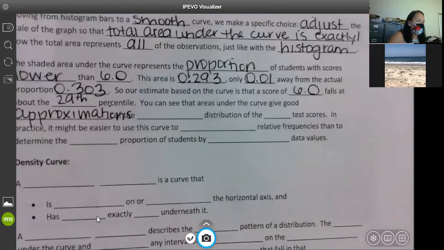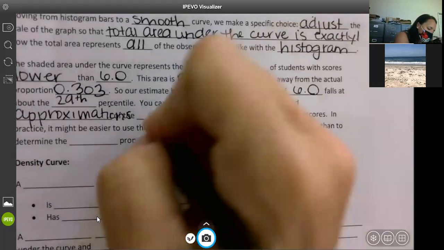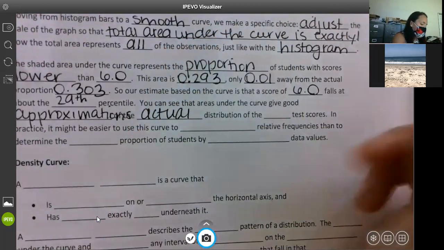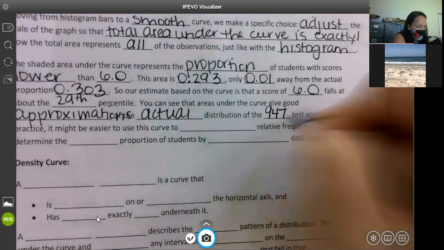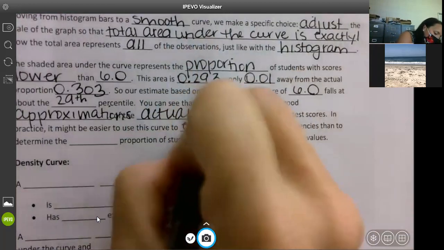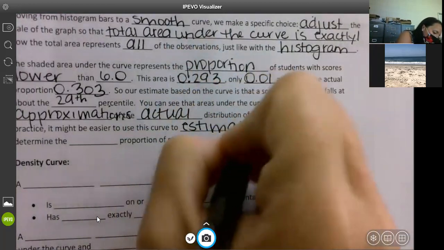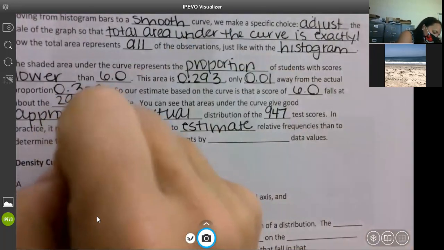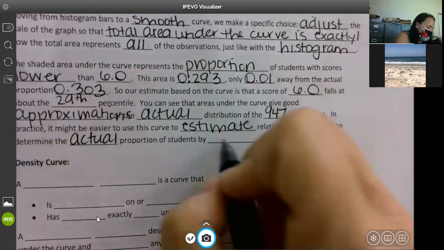Of the actual distribution of the 947 test scores. In practice, it might be easier to use this curve to estimate relative frequencies than to determine the actual proportion of students by counting data values.